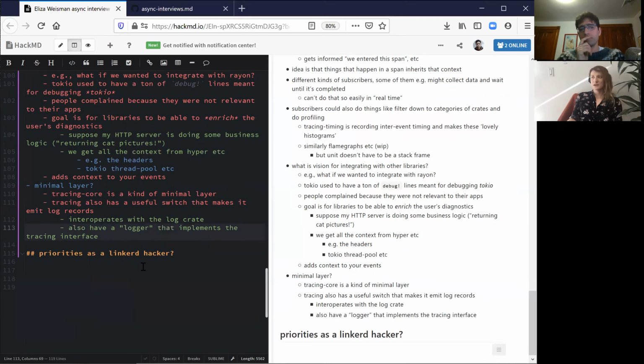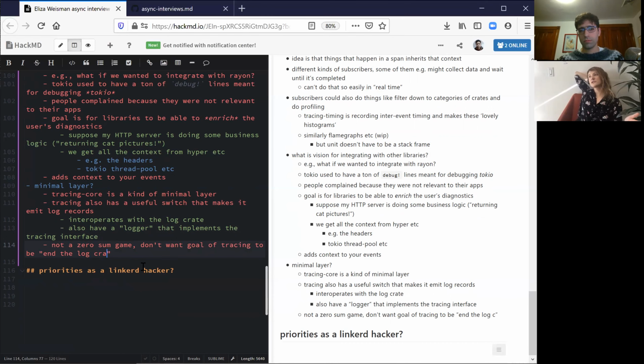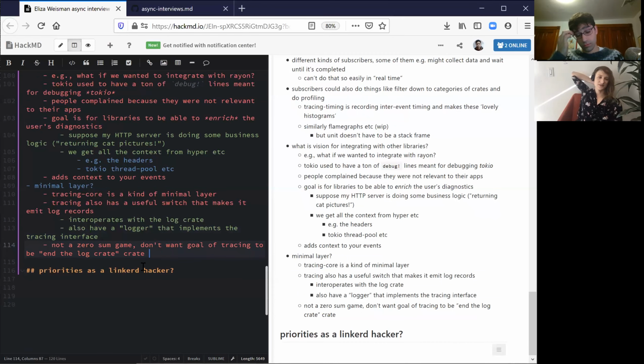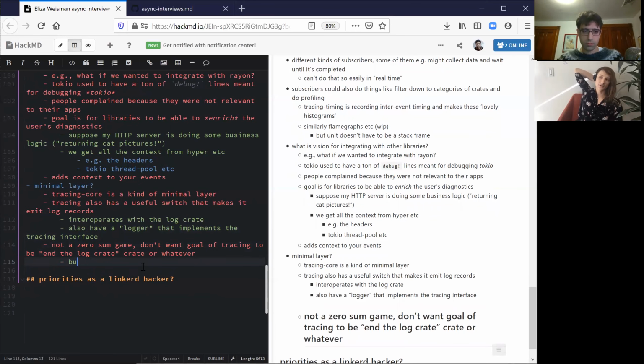And I think it's really good, as we sit down and create new libraries and make new things for people to do, to remember that it's not a zero-sum game. We don't want to say the goal for tracing is to end the log crate forever. My goal is not that no one will ever use it and tracing will be in the standard library and I win. That's not the goal. The goal is, it would be nice if it was easier to debug your async Rust applications, right? And making these things play nice together is very important.